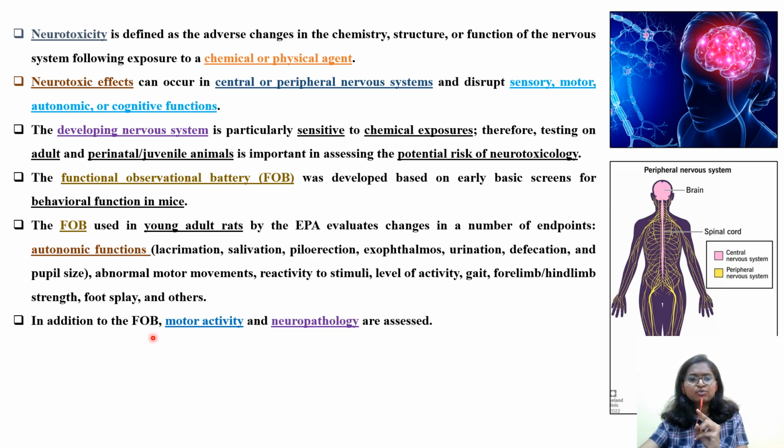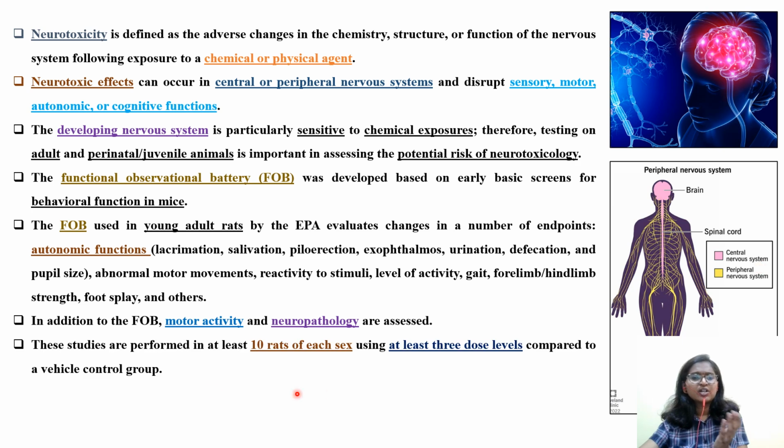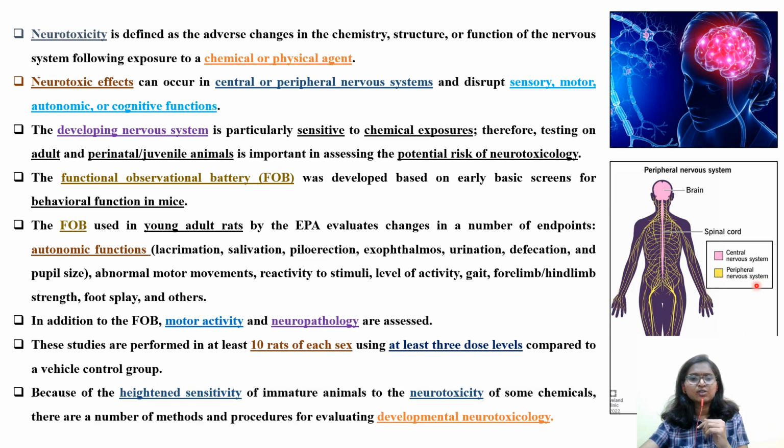In addition to the FOB, motor activity and neuropathology. The histopathology of the nervous tissues is also assessed during these studies. These studies are performed in at least 10 rats for each sex. Ten males, ten females, using at least three dose levels: low dose, mid dose, and high dose, compared to the vehicle control group.